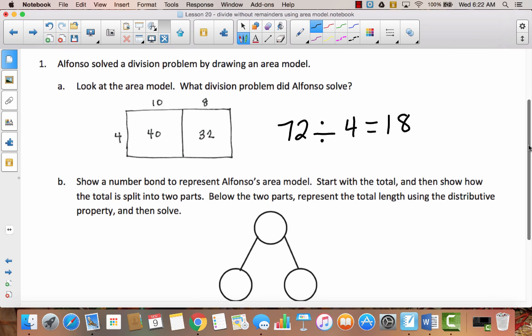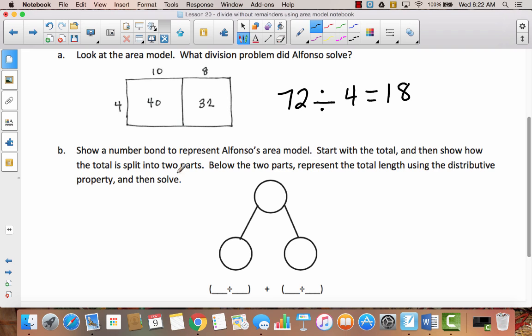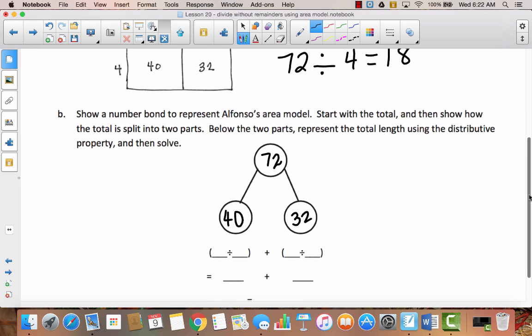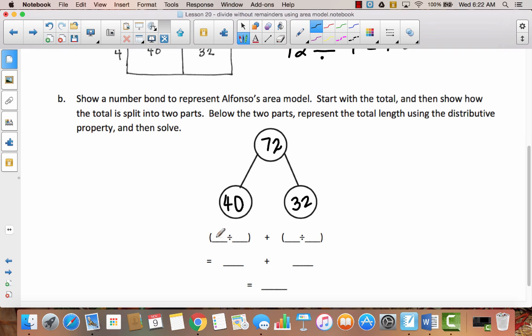I think it's a very useful strategy. So we're going to use this number bond to show it. Number bonds are wonderful at showing how you can break a number apart. So remember, when you make a number bond, however many parts you break it into, in this case it's only 2, they have to add together to equal 72. So when Alfonso broke 72 apart, he broke it into 40 and 32 because these two numbers together equal 72. And they're also convenient because both of these can be divided by 4 with no remainder.